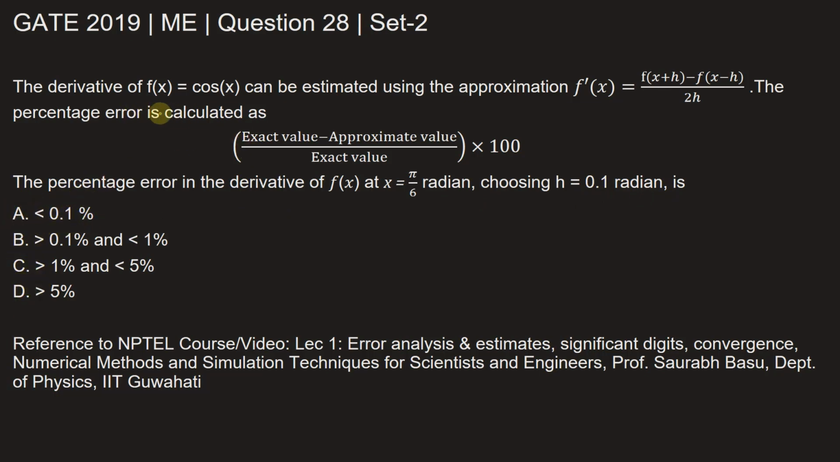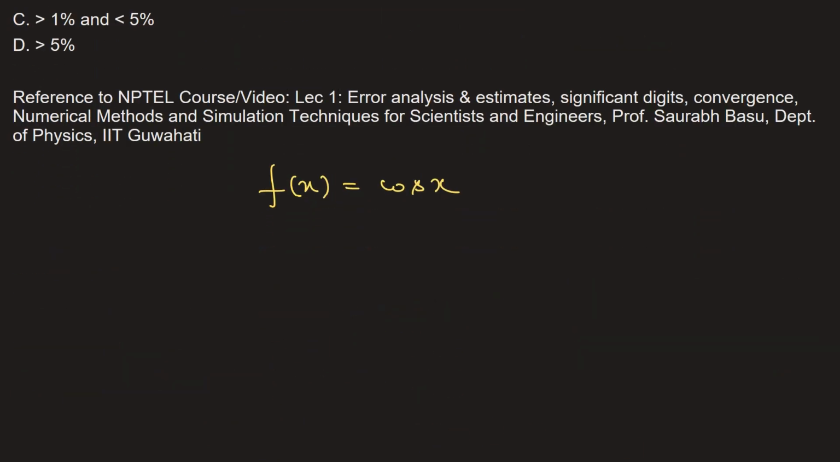So in this problem we need to find the percentage error in the derivative of f of x whose approximate value is calculated using this method, and we need to calculate the value at x is equal to pi by 6 radian. Now in the problem it's given the function f of x is equal to cos x and we need to find the derivative of this.